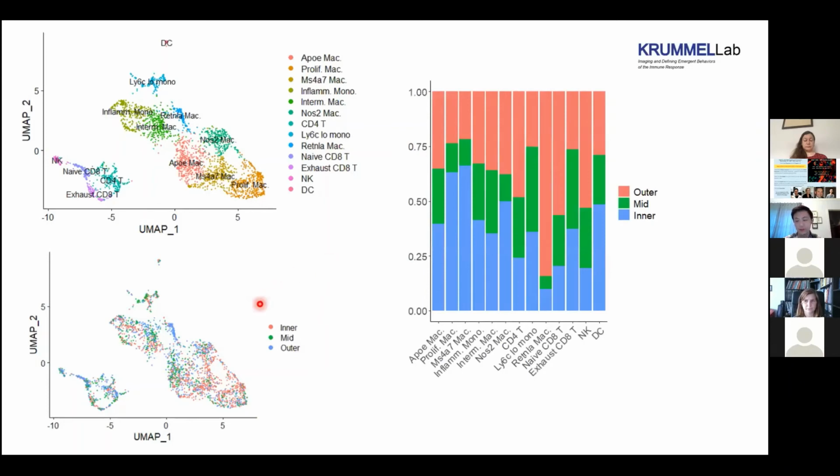Indeed, if you look at the regional compositions, you can appreciate that some of these populations are heavily biased. The colors appear to have been reversed. Anyways, unfortunately, yes, the colors are reversed here, but you can see this population here, this retnla macrophage population, is highly, you'll have to invert the colors in your mind here, highly localized to the outer region versus, say, these MS4A7 macrophage populations, which are highly localized to the inner compartment or region. Another thing I like to point out is this naive versus exhausted T cell clusters. You see also this shift from naive to exhausted as you move towards the interior of the tumor, based on the regional composition.